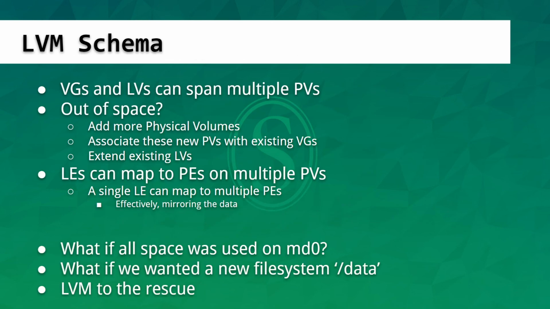Some interesting things about logical volumes. Volume groups and logical volumes can span multiple physical volumes. So what this means is when you run out of space, you can just add more hard drives, add more physical volumes. They can even be completely different types of physical volumes.